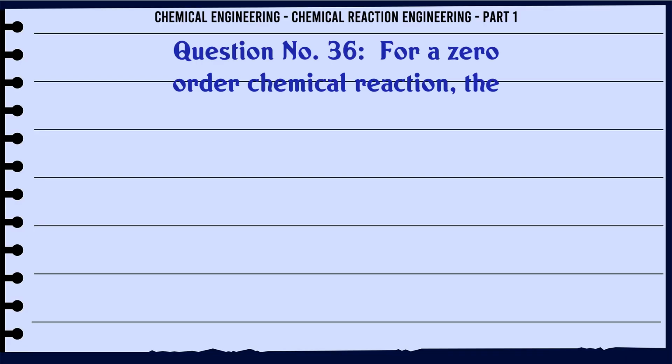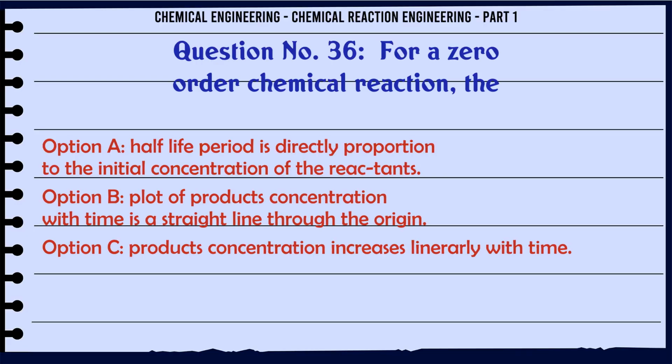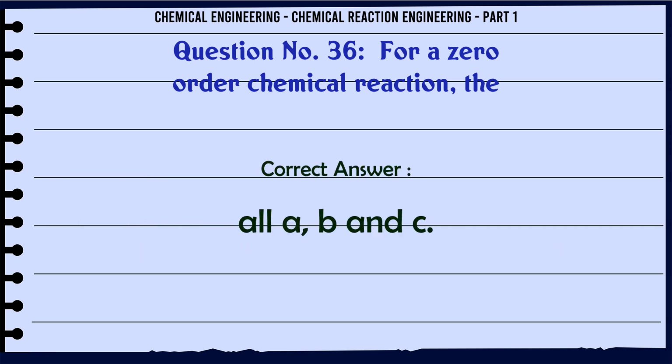For a zero-order chemical reaction, A. The half-life period is directly proportional to the initial concentration of the reactants. B. Plot of products concentration with time is a straight line through the origin. C. Product's concentration increases linearly with time. D. All A, B, and C. The correct answer is all A, B, and C.